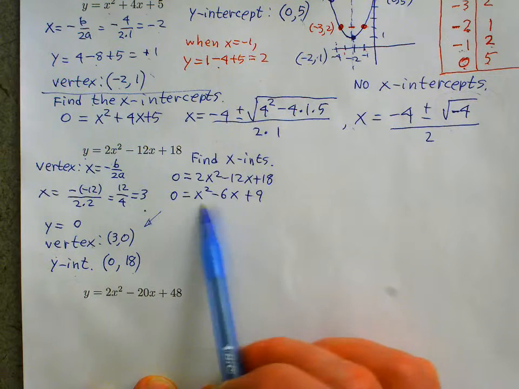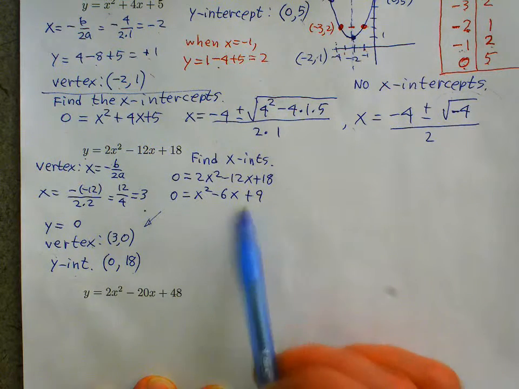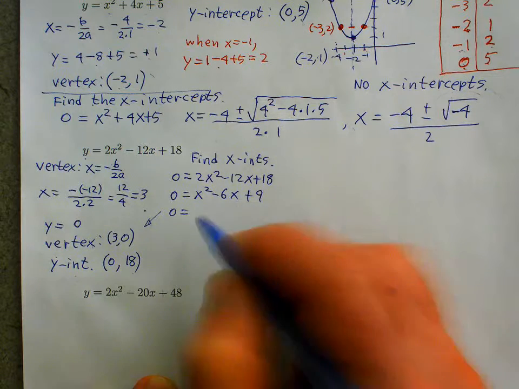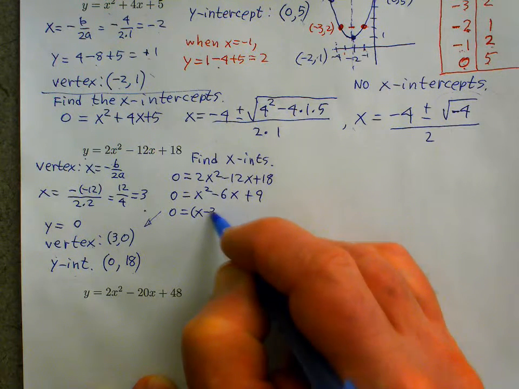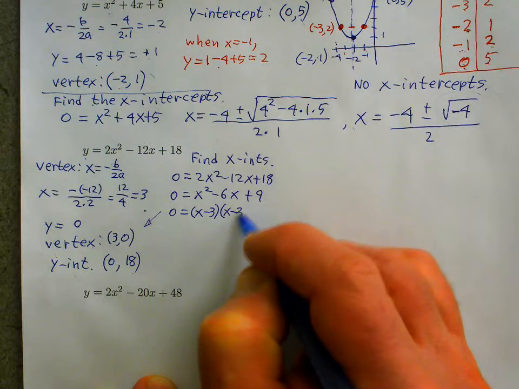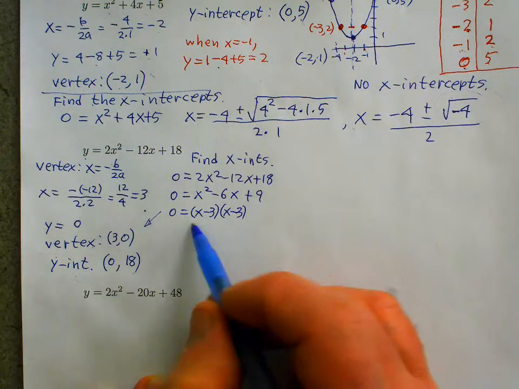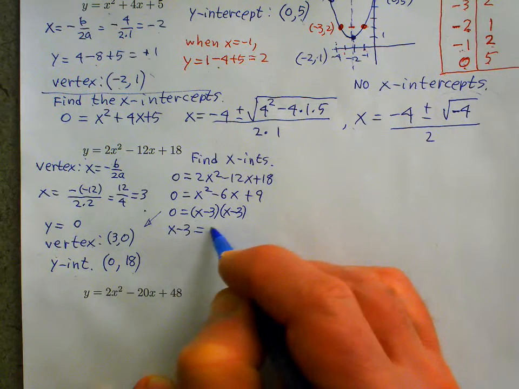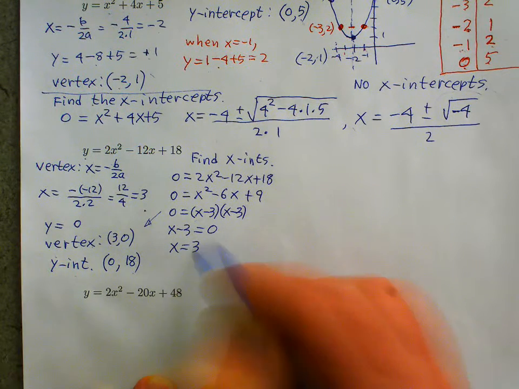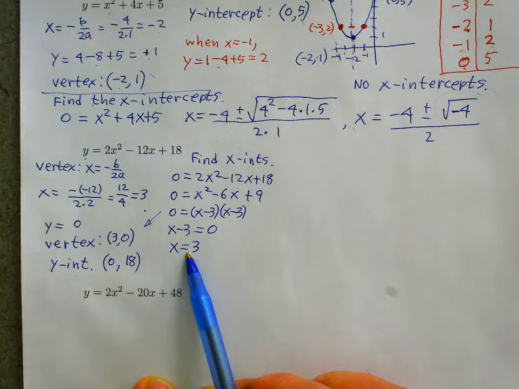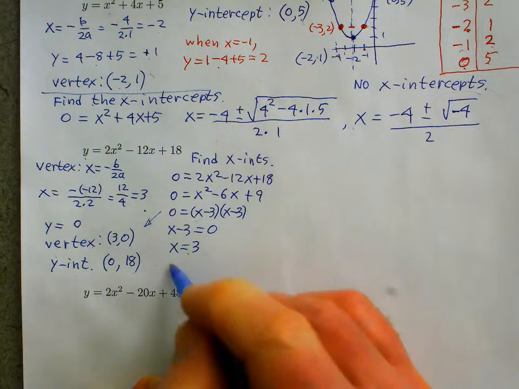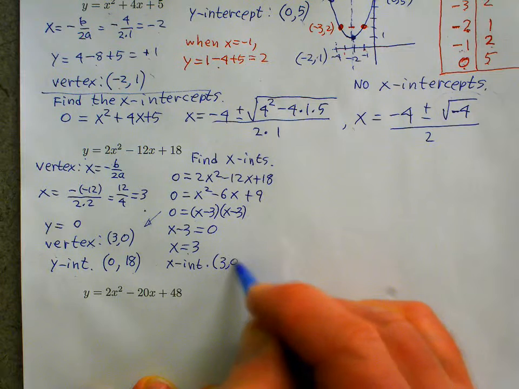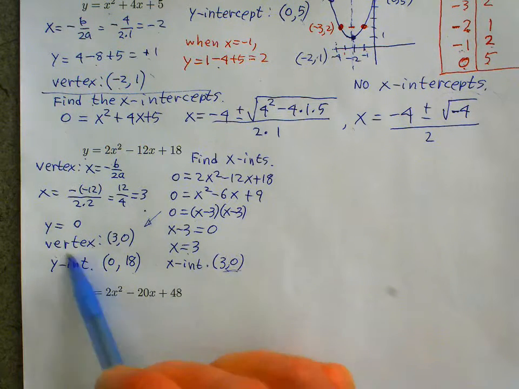We can solve this by factoring. This is a perfect square trinomial. The two factors are x minus 3 and x minus 3. So this tells us that there's just one x-intercept, which is when x is 3. That's the same point as the vertex.